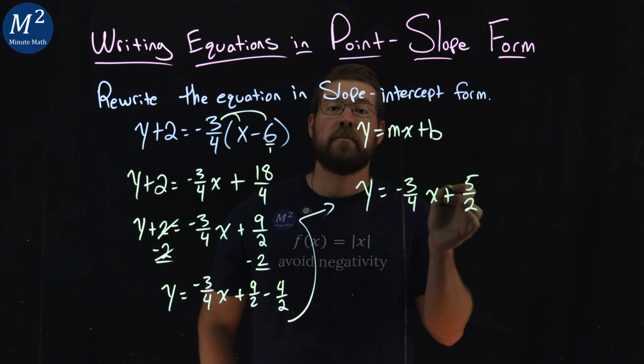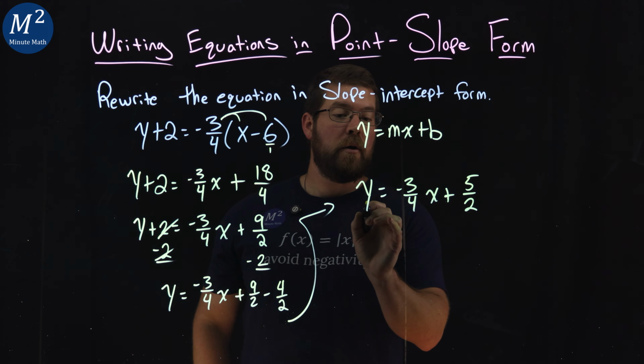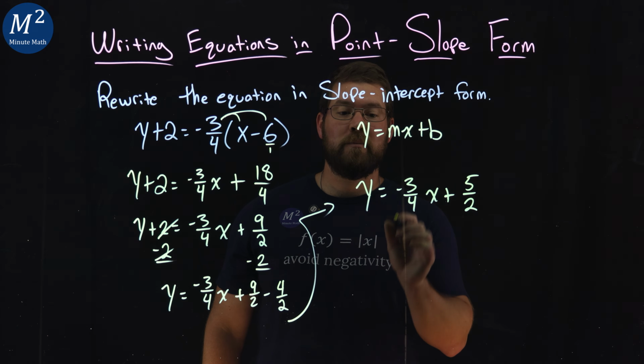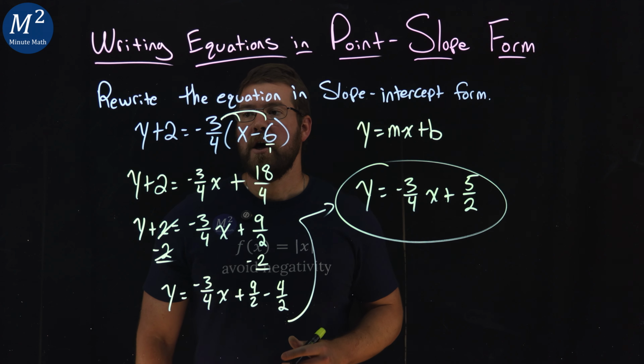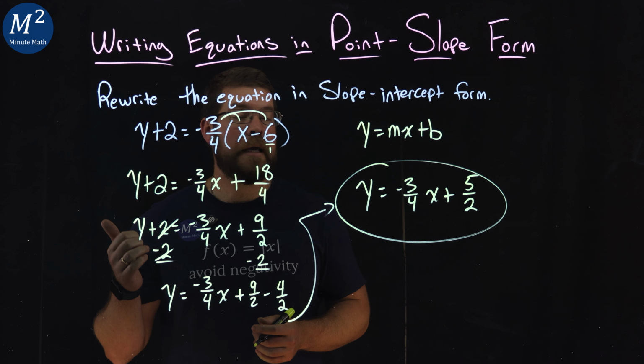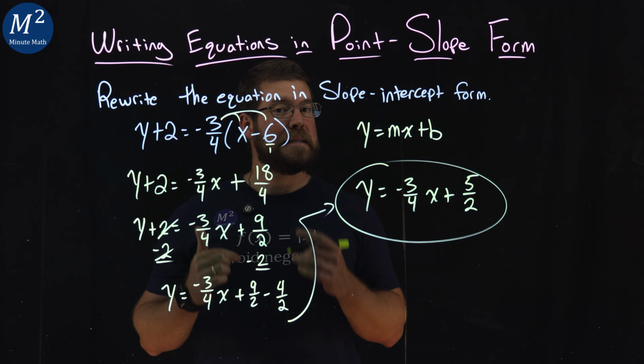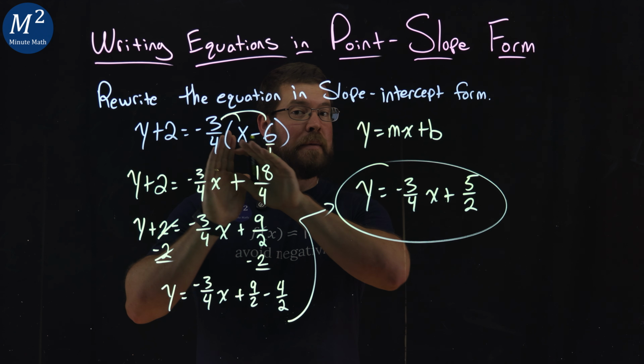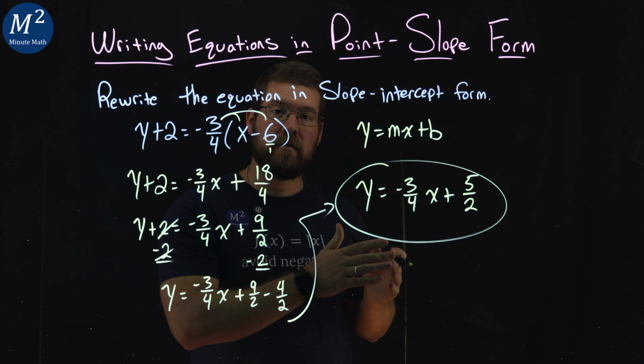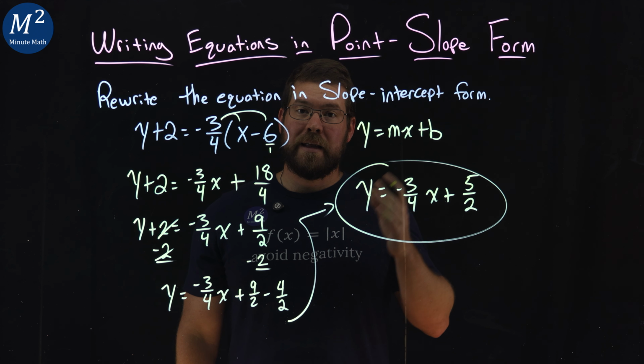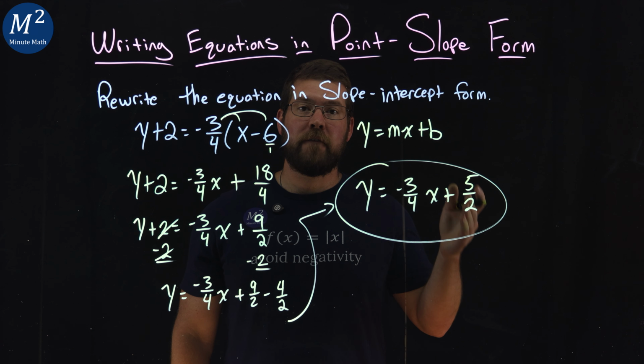And notice it's in slope-intercept form, y equals mx plus b. So there we have it. We took our equation, y plus 2 equals negative 3/4 times x minus 6, and rewrote that same exact equation now in slope-intercept form, which is y equals negative 3/4 x plus 5/2.